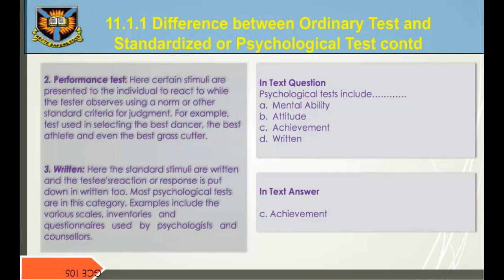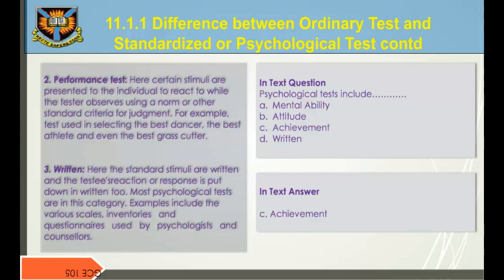2. Performance test. Here, certain stimuli are presented to the individual to react to, while the tester observes using a norm or other standard criteria for judgment. For example, tests used in selecting the best dancer, the best athlete, and even the best grass cutter.